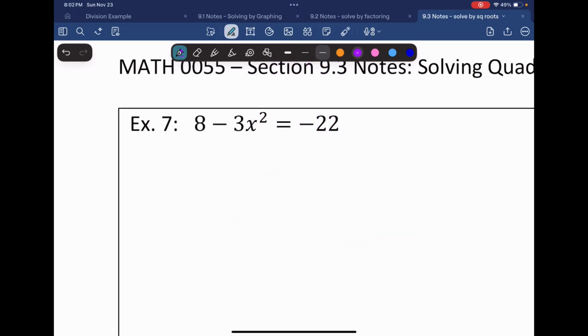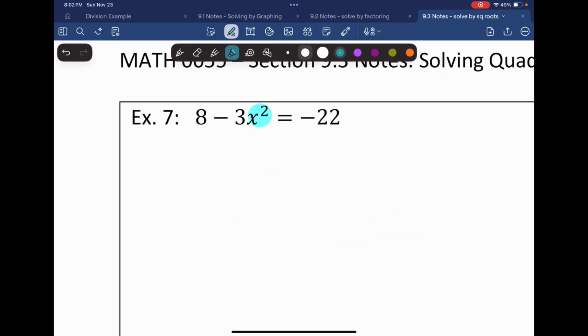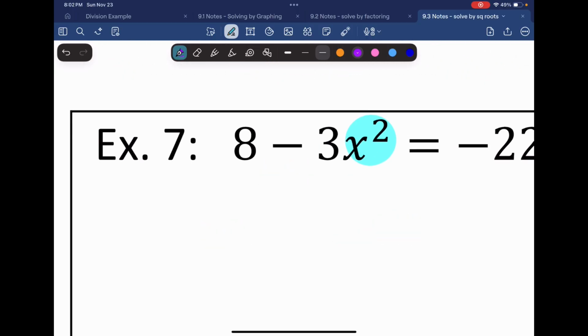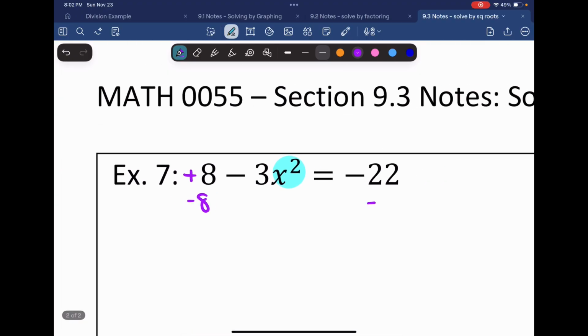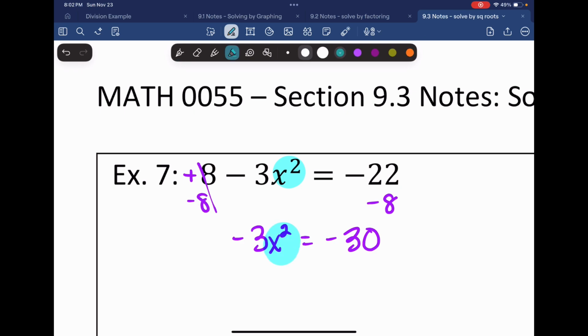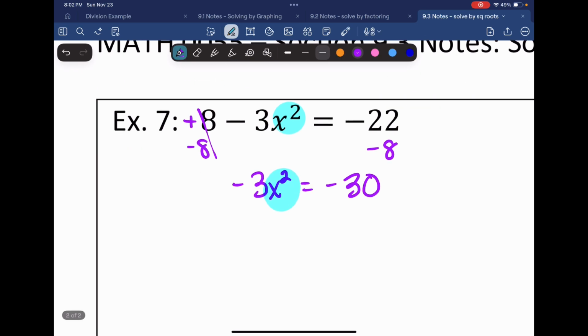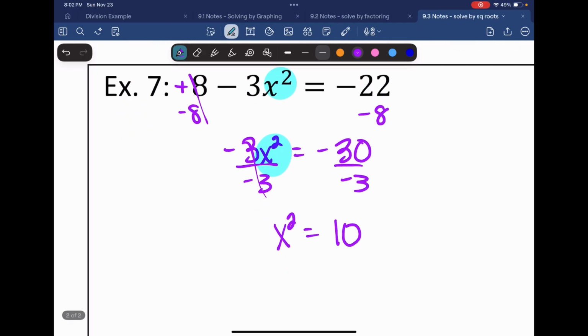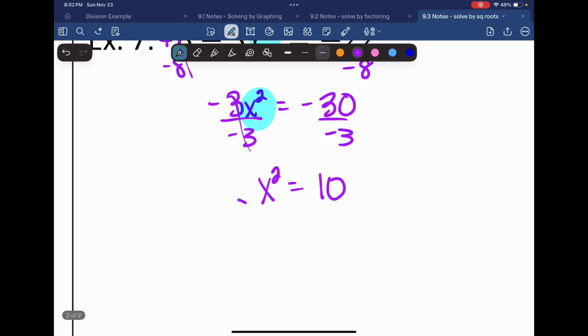Right. There's my square. And then this 8 right here, this is an understood positive 8, so we're going to subtract 8 from both sides. So this is negative 30. Still have your square. Divide both sides by negative 3. Take the square root of both sides.